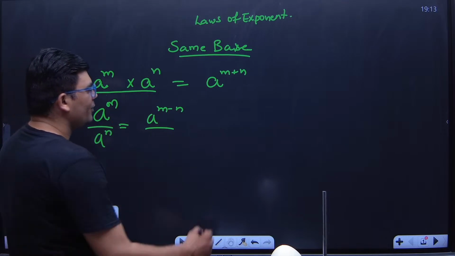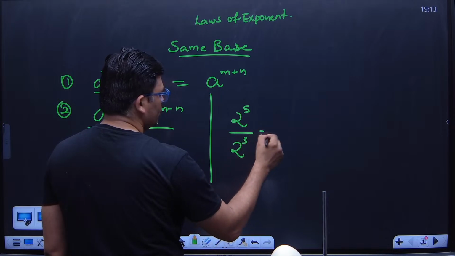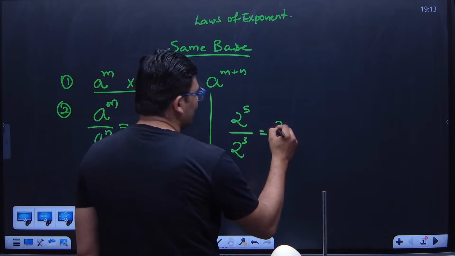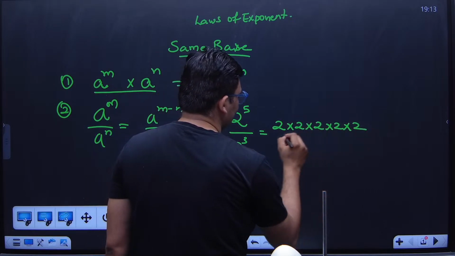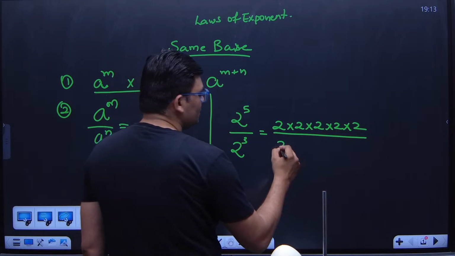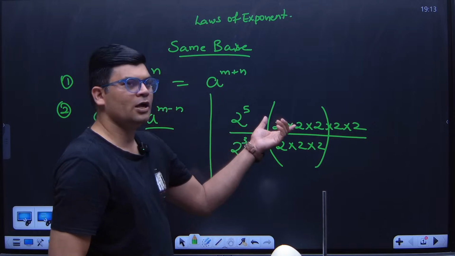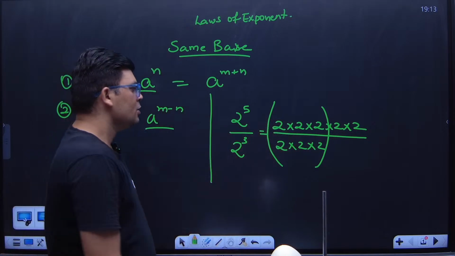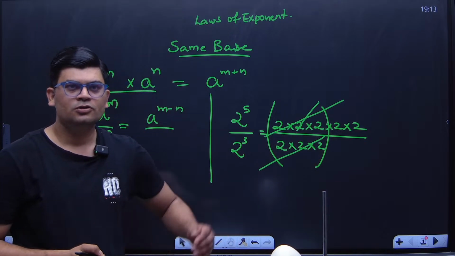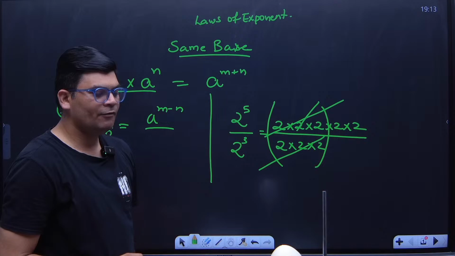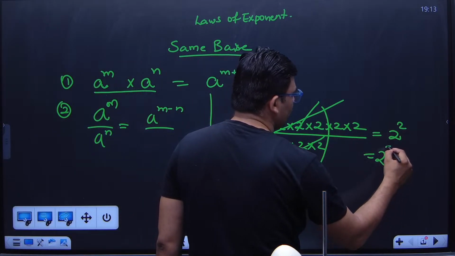For example, what is 2 raised to the power 5 divided by 2 raised to the power 3? 2 raised to the power 5 means 2 is multiplied 5 times. 2 raised to the power 3 means 2 is multiplied 3 times. So you can see that if I take 3 from the numerator and 3 from the denominator, when the numerator and the denominator are the same, we can cancel them. So how many are we left with? 2 we are left with. So we can write it as 2 to the power 2, which was the result of 2 to the power 5 minus 3.